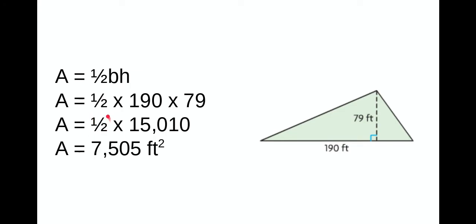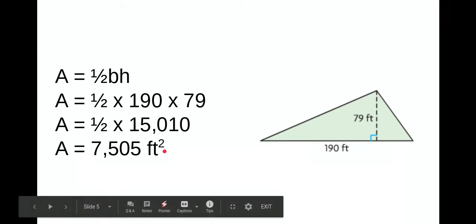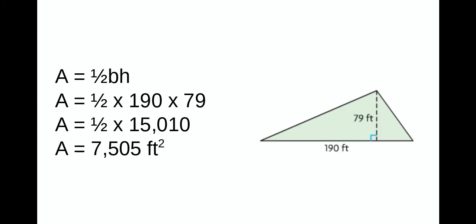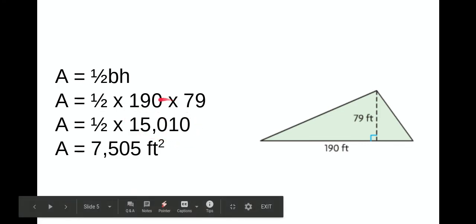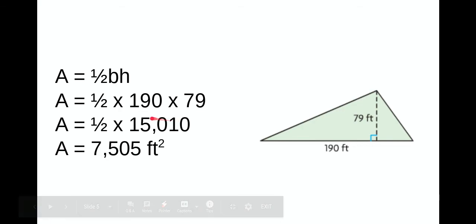We also talked about this many other times: multiplying by 1/2 is the same as dividing by 2. So if you want, you can test this out on your calculator right now. Do 190 times 79, you get 15,010. Then take 15,010 and divide by 2, and that should give you the same answer. So dividing by 2 is also an option. You just have to make sure that if you divide by 2, you do that at the end. You would have to multiply these two things first, then divide this number by 2. Otherwise, your answer is going to be a little messed up. All right, that's your basic triangle area formula.